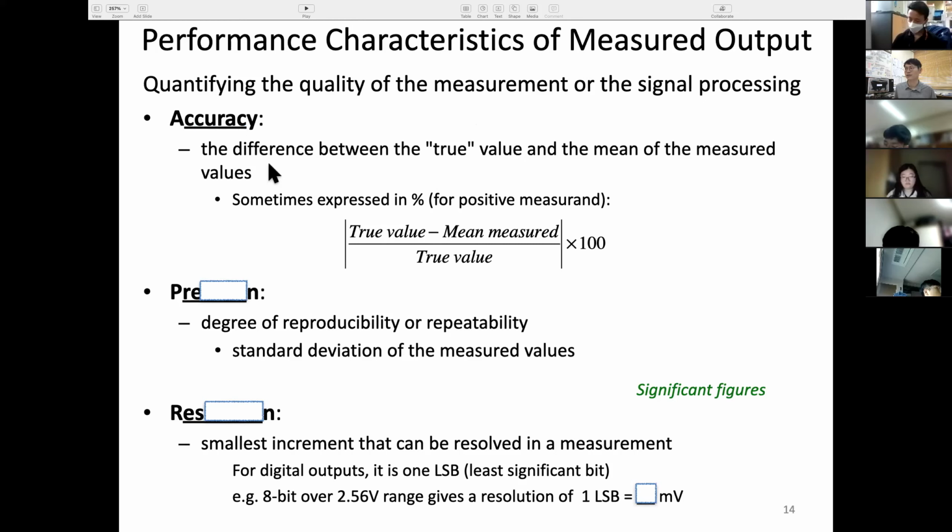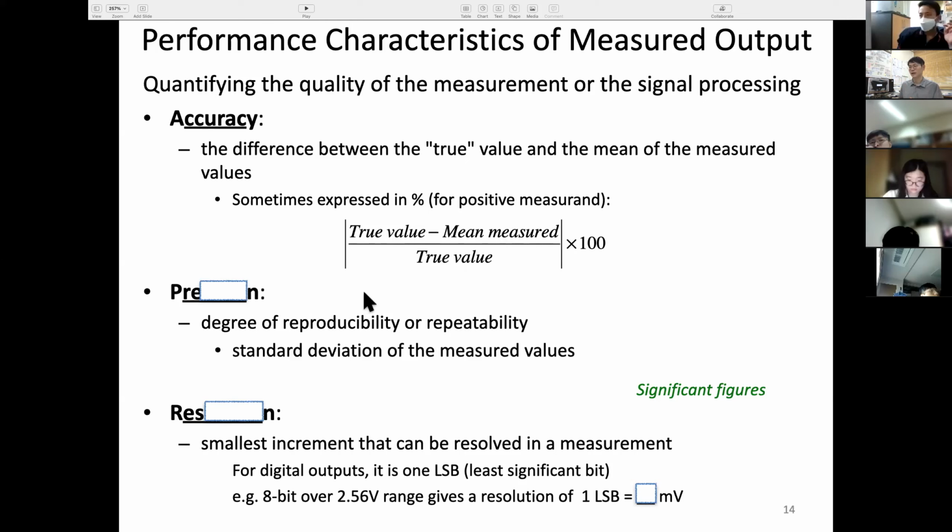So that's accuracy. And how can you tell the accuracy? Let's say you know the true value. Then this is a relative difference with respect to the true value, so it's in percentage order. You would say the mean of what you measure minus the true value, that difference with respect to the true value. So this is a relative deviation, times 100 to make it a percent.